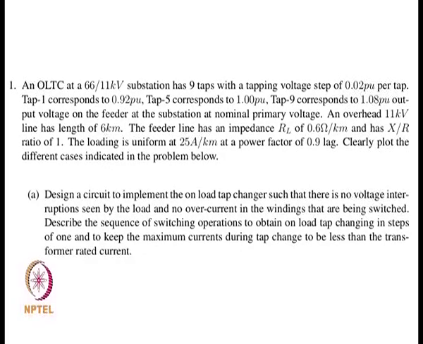In the first problem we are looking at an on-load tap changer at a distribution substation, 66/11 kV. The substation transformer has 9 taps, and each tap step is 0.02 per unit. So tap 1 corresponds to 0.92 per unit, and tap 5 corresponds to 1 per unit.